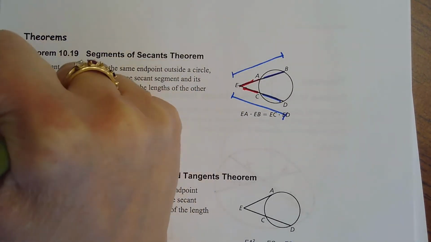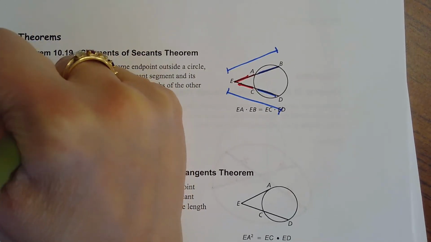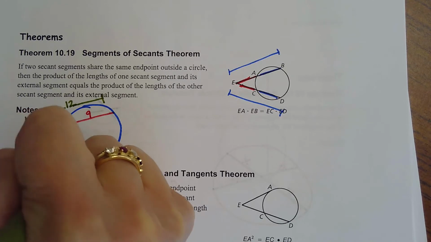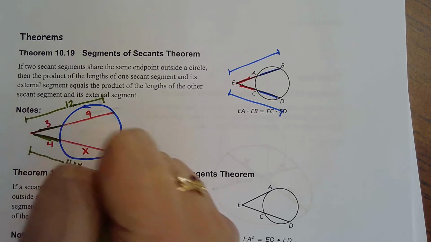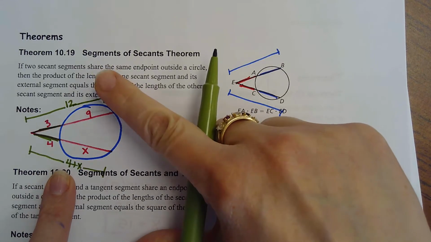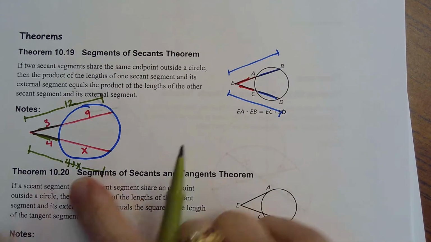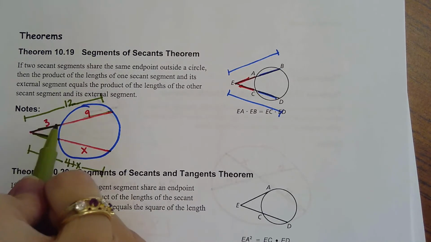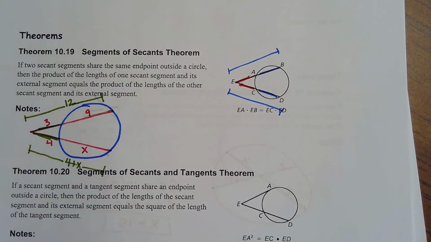This whole thing here, so this is 12, and this whole thing here is 4 plus x. So these are called our secant segments. So 12 and 4 plus x are called our secant segments. In other words, it's that whole length here. So I just added 9 and 3, and then I added 4 plus x.